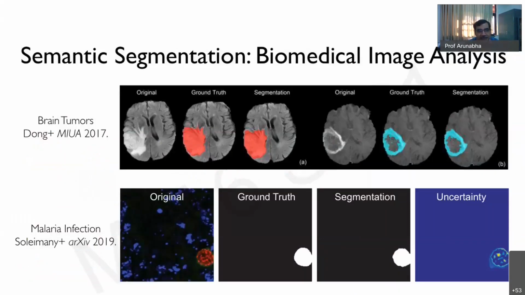Again, some cases about brain tumors, right? The top one is talking about brain tumors. I think you people will be able to understand and interpret it much better than me. It's talking about segmentation, and exactly where that brain tumor is vis-a-vis the proximity. So the original, the ground truth, and the segmentation that we're talking about. And in the second one, in the blood cells, where are the malaria infections? You can actually find it using semantic segmentation. That is how it is possible.